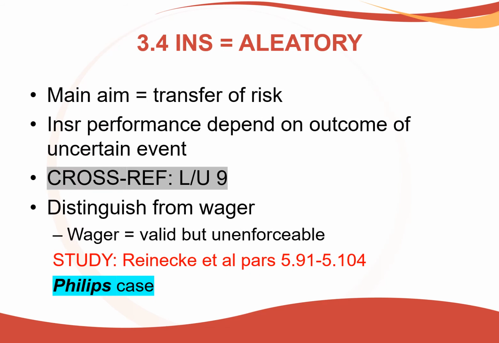An insurance contract is an aleatory contract. The main aim is to transfer risk. The insurer's performance depends on the outcome of an uncertain event. Cross-reference here to Learning Unit 9, but you need to distinguish an insurance contract from a wager. A wager is valid but unenforceable. Here you should read the Phillips case and also study from Reinecke et al.